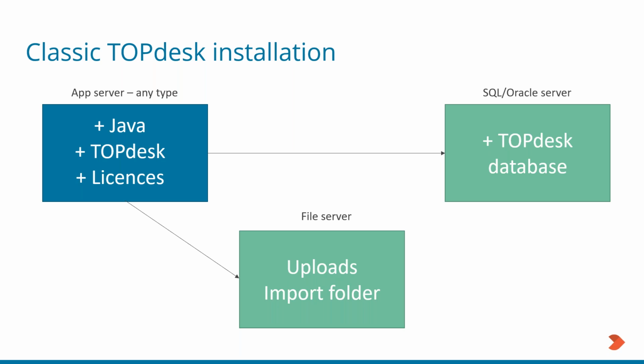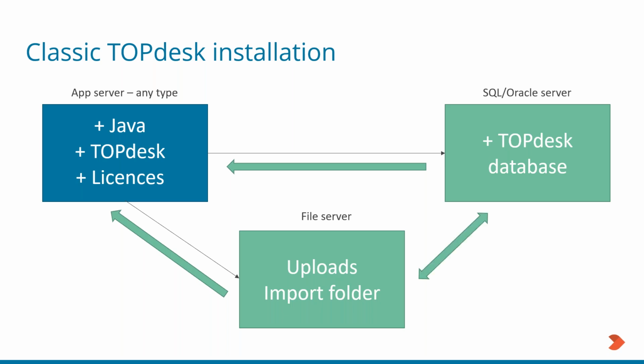So the key thing to bear in mind with the classic installations is that these three different server roles can be played by more or less any combination of machines. So for example, one thing which is possible to do, it's not recommended, but it's possible, is that the application server, the database server, and the file server can all be located on the same physical machine. Of course, the file server can also be on the same machine as the SQL server as well.